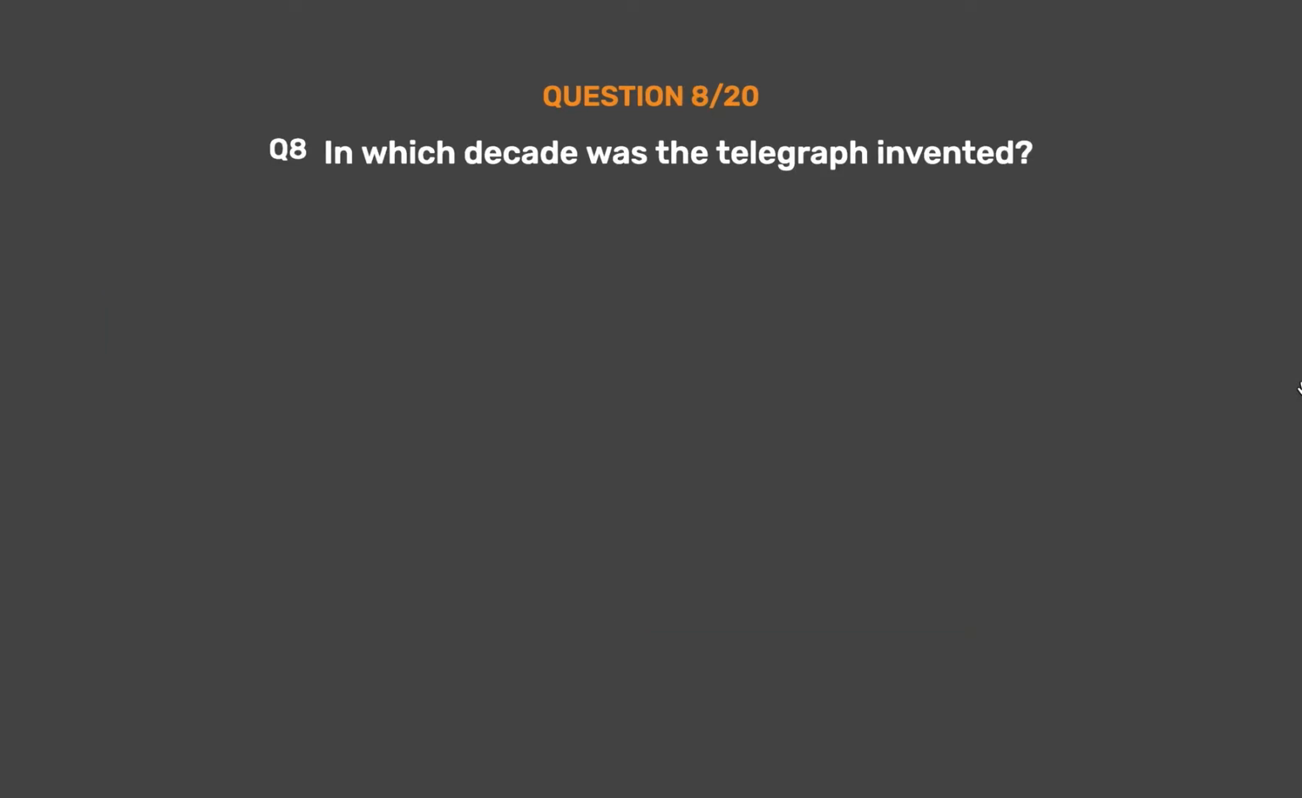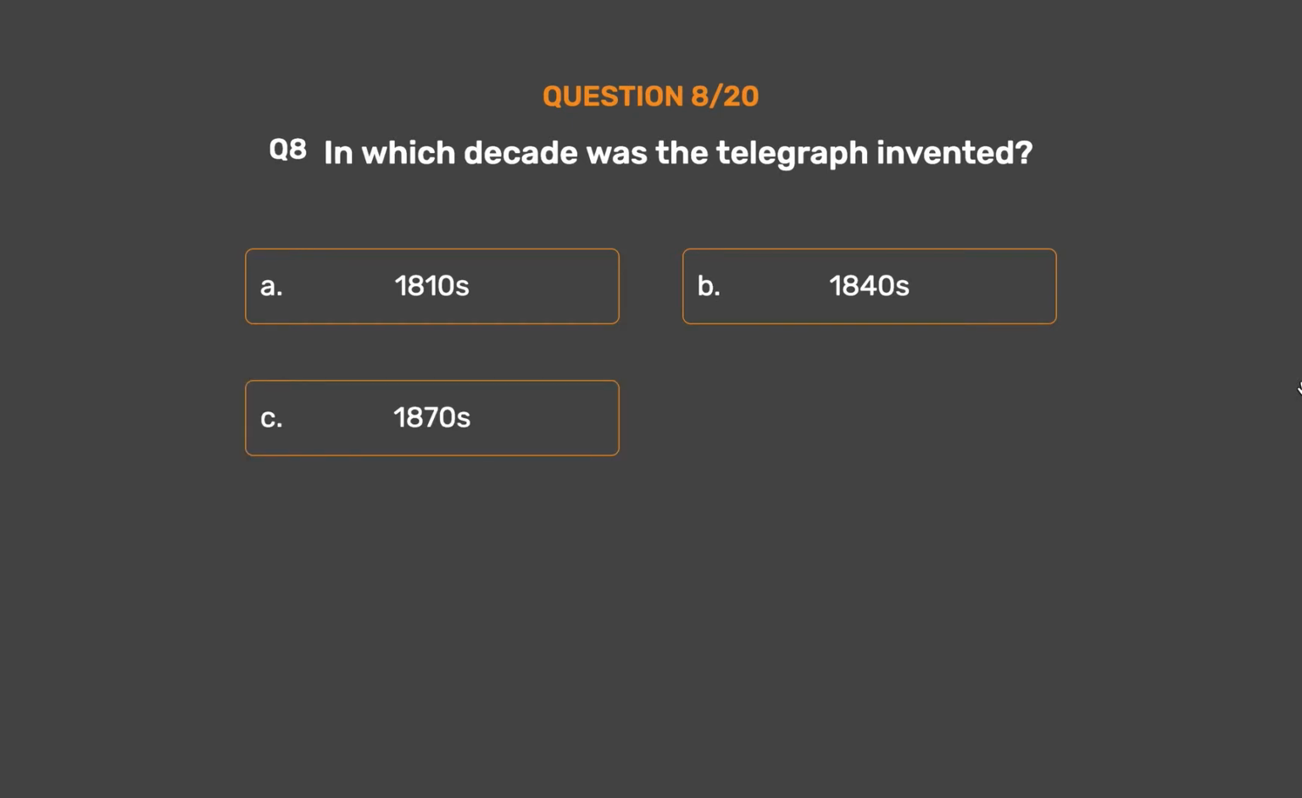Question number 8. In which decade was the telegraph invented? Option A, 1810s. Option B, 1840s. Option C, 1870s. Option D, 1890s.